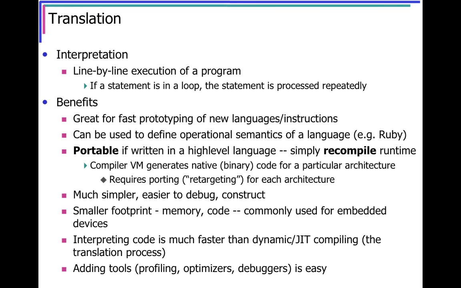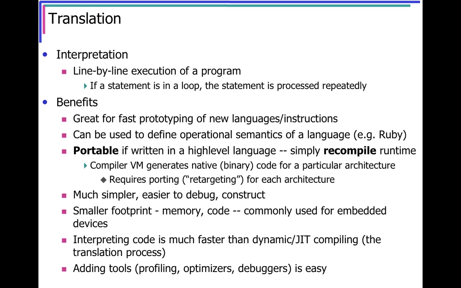Sometimes an interpreter is used to define the operational semantics of a language. For example, Ruby, there is no specification for the Ruby language. There's just an implementation of the language in an interpreter that is used as the reference for that language definition.